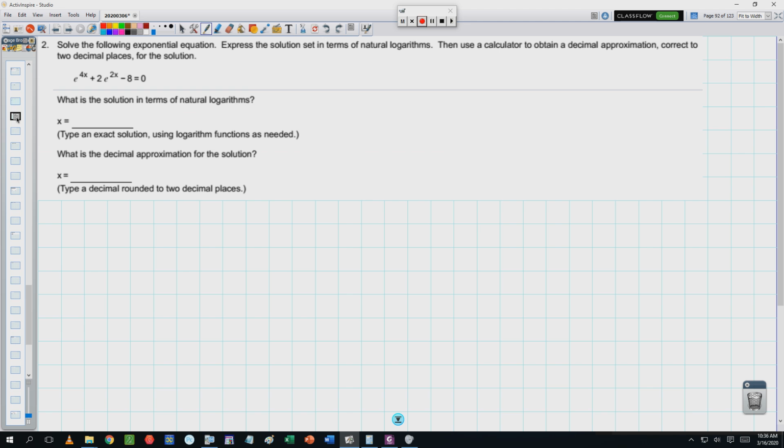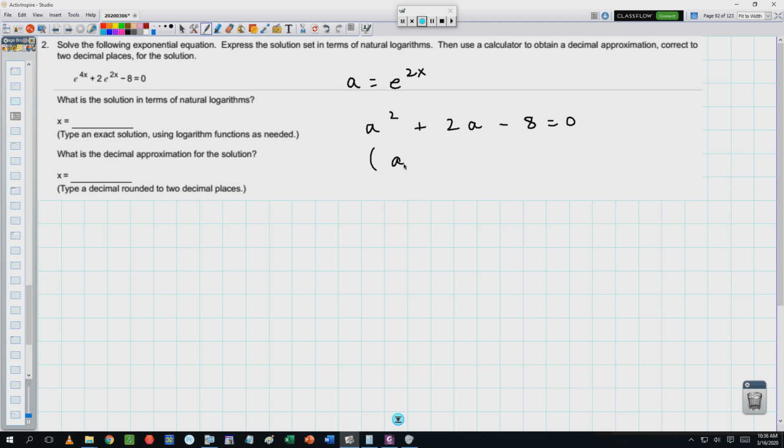Number 2, solve the following exponential equation. I'm going to do this using some quadratic techniques. I'm going to bring in a temporary variable, and I'm going to let a be that e to the 2x in the middle. And if that's true, then e to the 4x can be rewritten as a squared, and the rest of it. Now, isn't that a lot less intimidating?